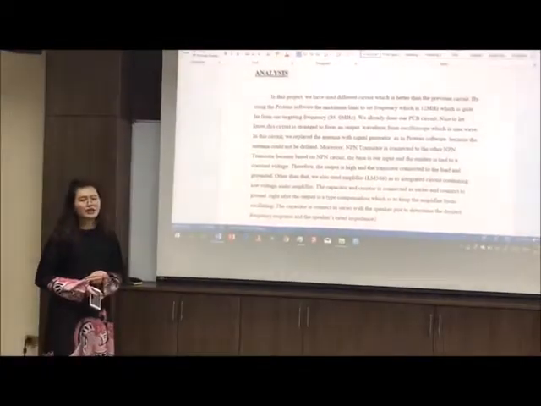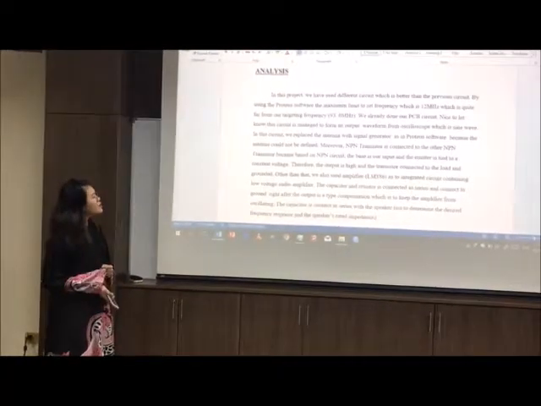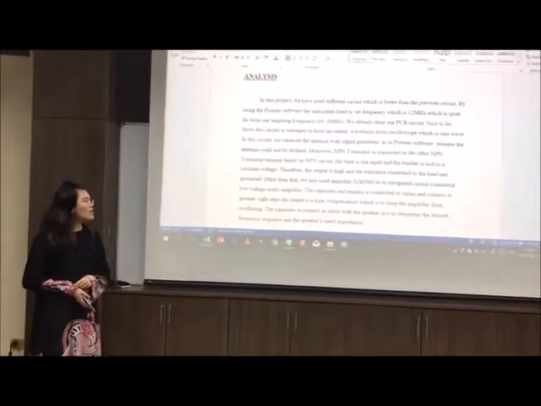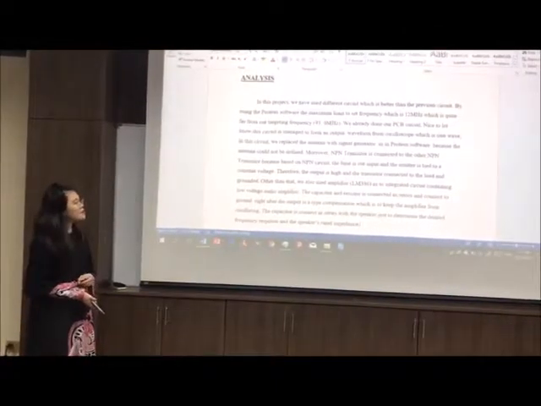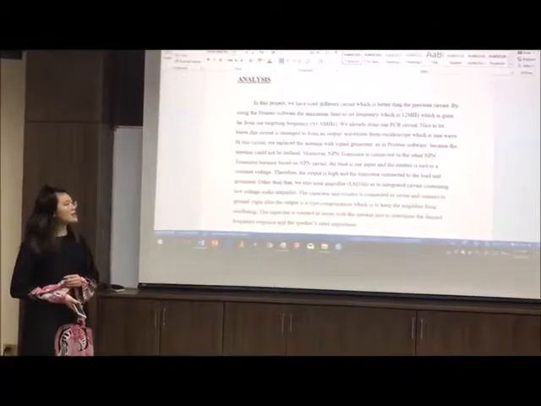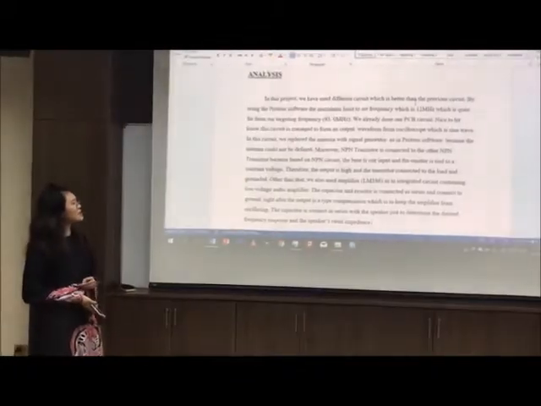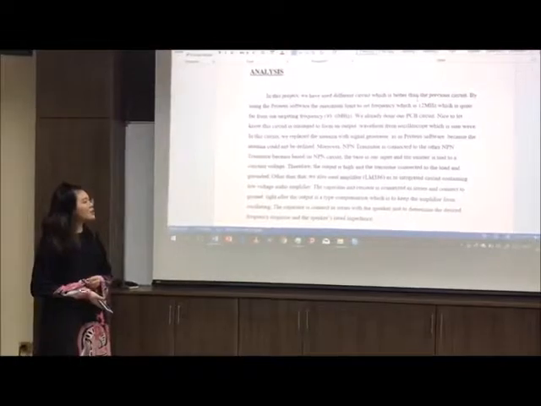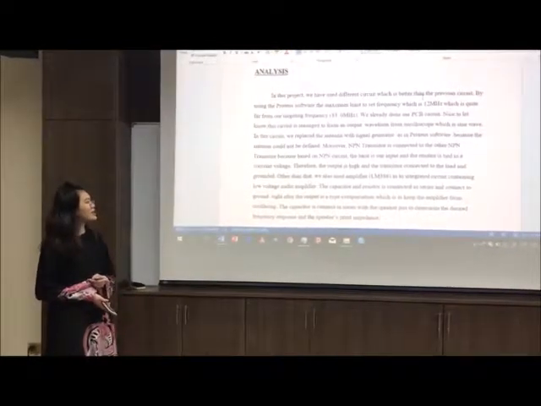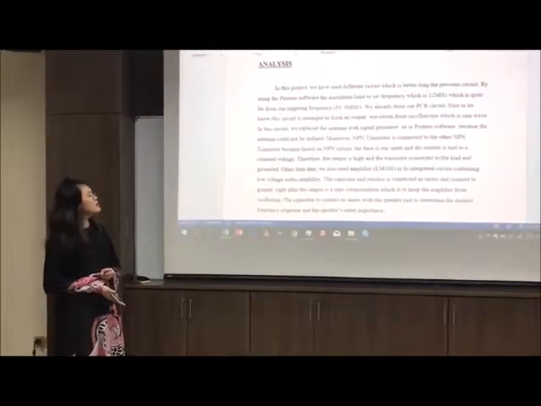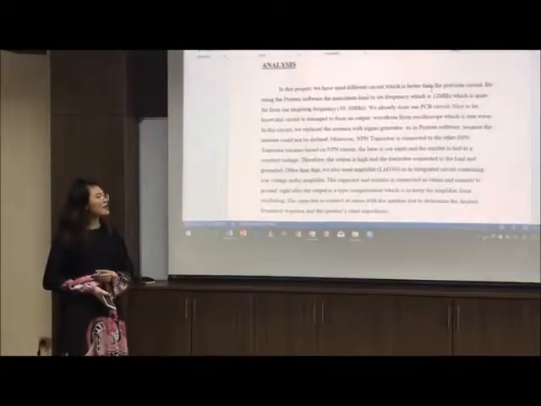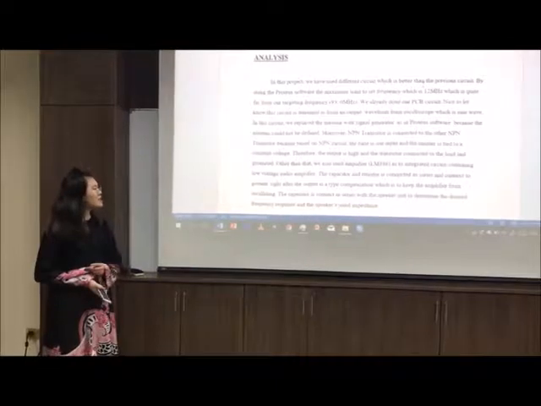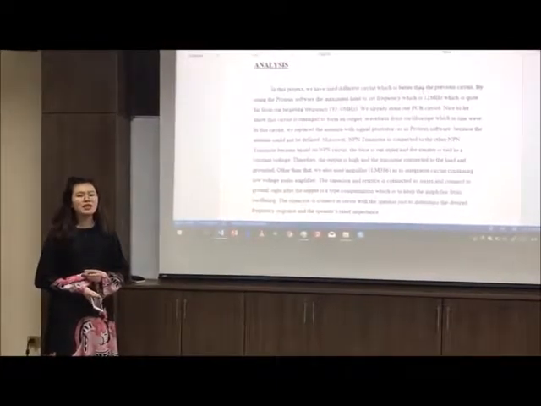Amplifier LM386 is an integrated circuit containing a low voltage audio amplifier. The capacitor and the resistor are connected in series and connected to ground right after the output as compensation, which is to keep the amplifier from oscillating. The capacitor is connected in series with the speaker just to determine the desired frequency response and the speaker's rated impedance. Thank you.